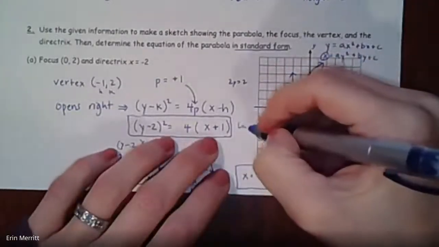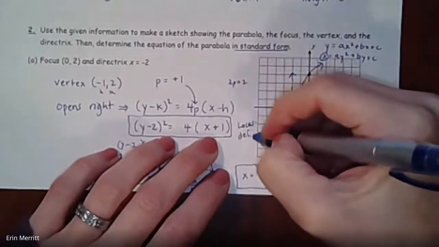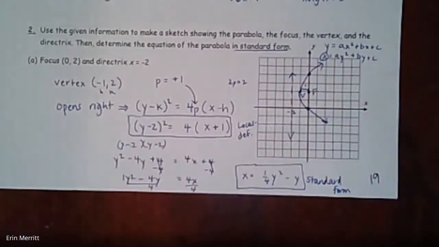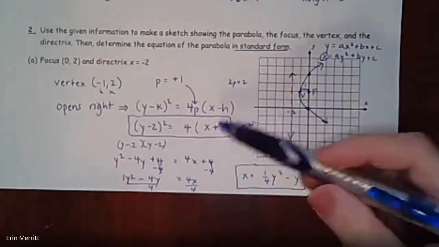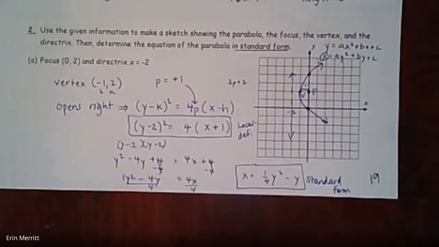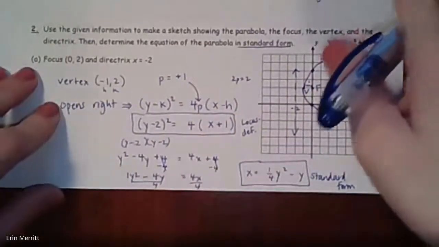So this is the locus definition, or it can also be called focus-directrix form. All right, there you go. That's why it's not that big of a deal, because it's the same darn parabola. You're just writing the equation in 2 different ways. So flip it on over to the next page.